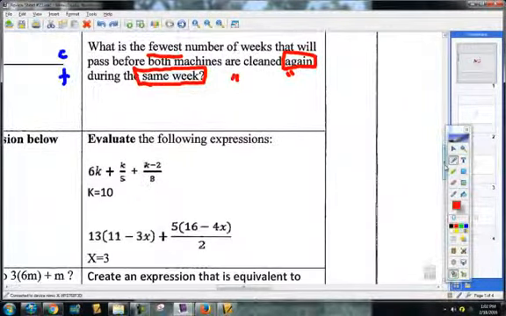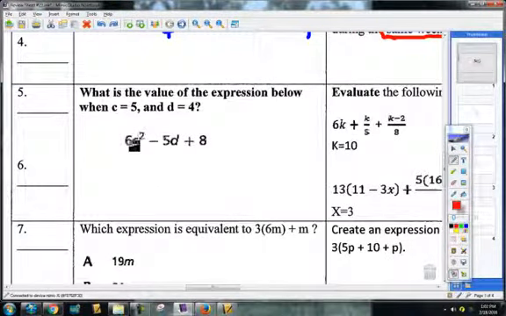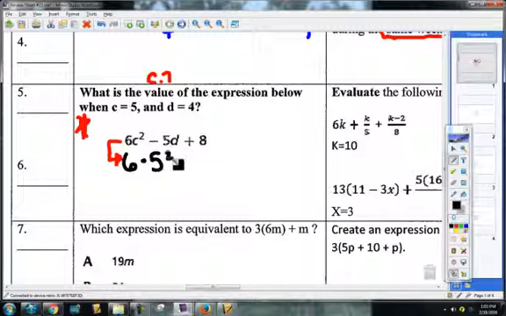Okay? All right, so let's go on. Now, remember, I'm going to be very picky about this question. This is what we're doing right now in chapter 7. In order for this to be correct when we grade it, I need to see that algebraic expression turned into a numeric expression. So 6 times 5 squared minus 5 times 4 plus 8.